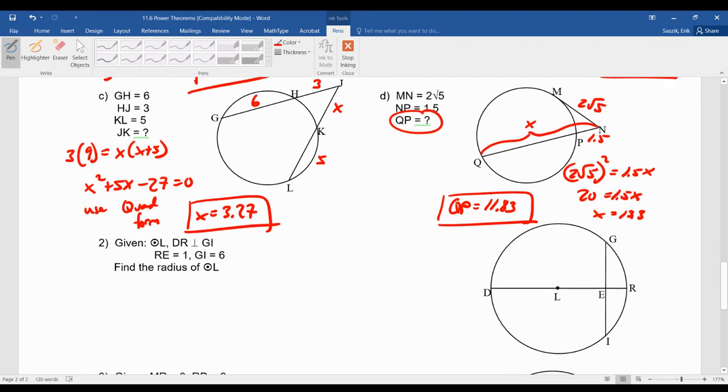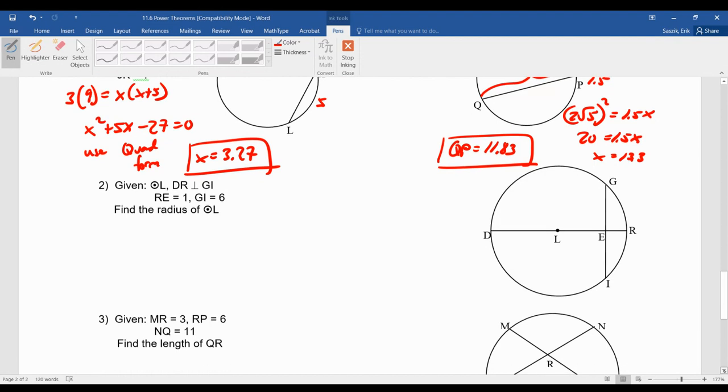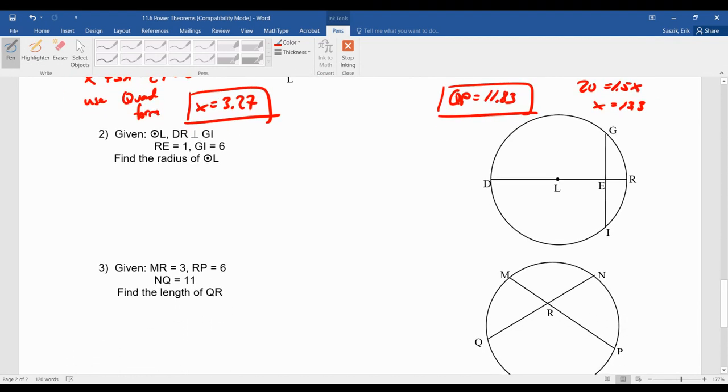All right. I don't know if these down here are anything more challenging. It's just kind of show you about the power theorems. Let's go ahead and mark this stuff. If you want to try them first, that wouldn't be a bad idea at all. RE is 1, GI is 6. Now remember, if that's a perpendicular, that cut that in half.